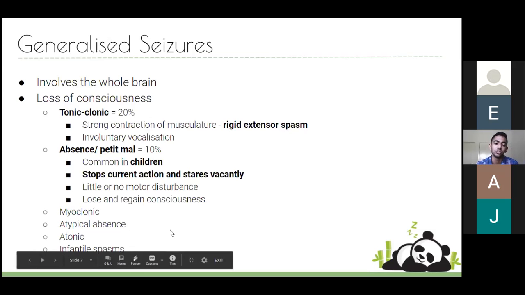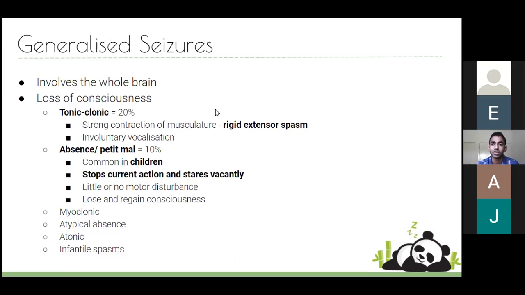Seizures can also happen in children as well. They have different names for those. Tonic-clonic is also called grand mal. So if you see grand mal, it's just tonic-clonic.